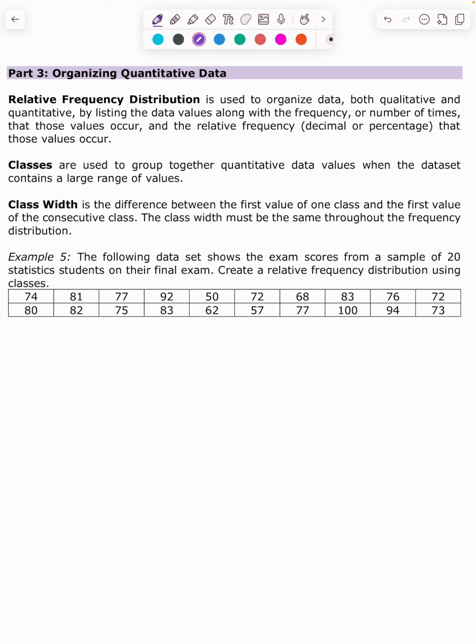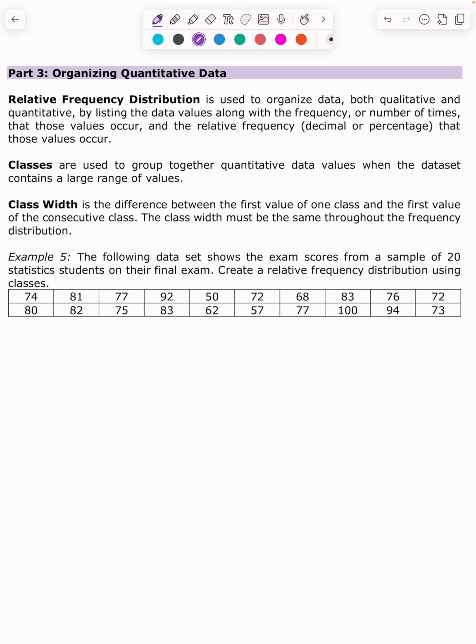So the class width is a very important piece of these classes. And the class width is the difference between the first value in one class and the first value in the next, consecutive class. This difference, the difference between the first number in each row or the first number in each class, must be the same throughout the entire distribution.